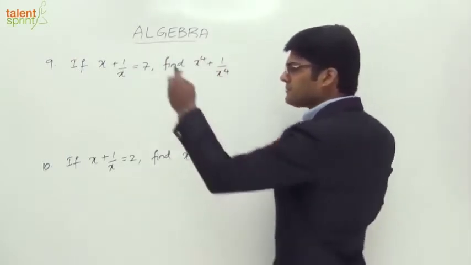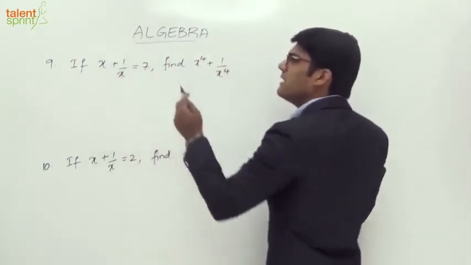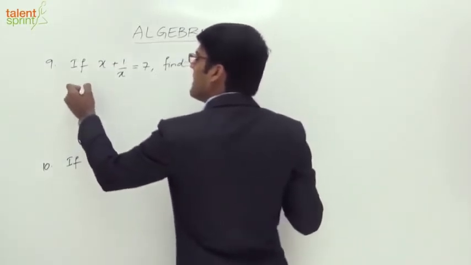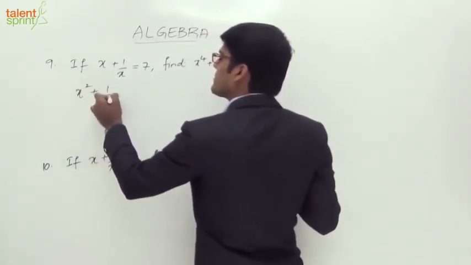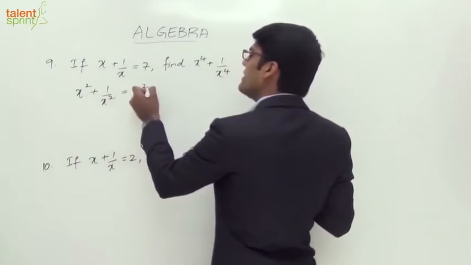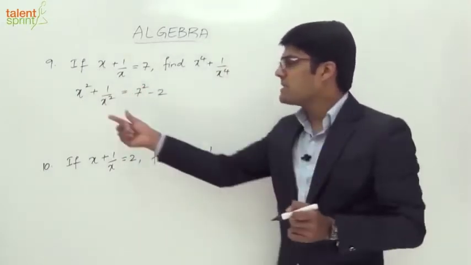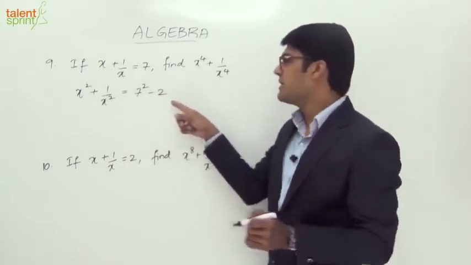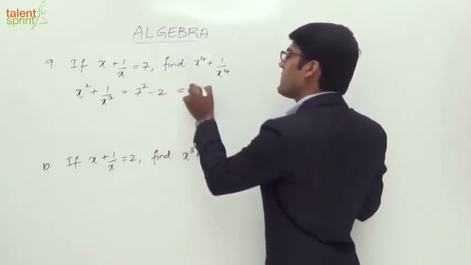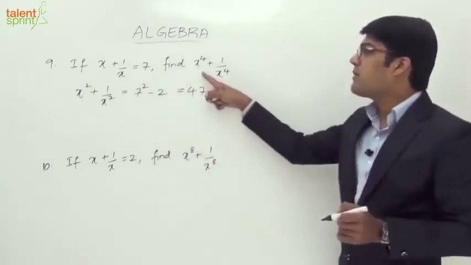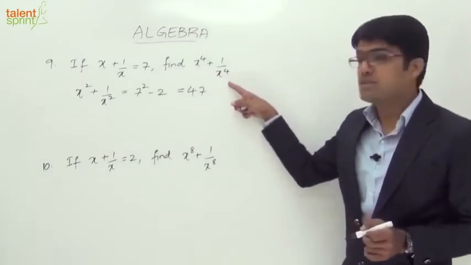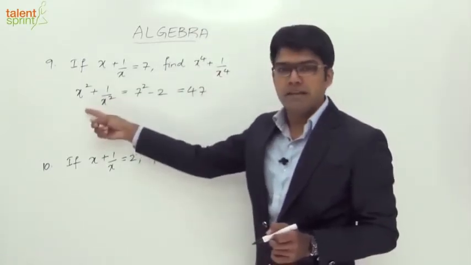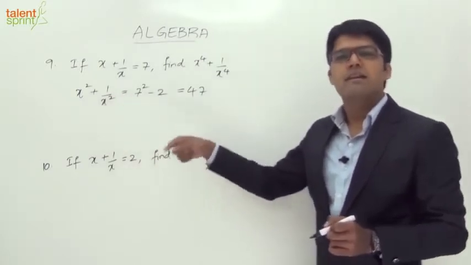Let's see what happens. So x plus 1 by x equals 7. So we can say that x square plus 1 by x square is equal to 7 square minus 2. Alright, x square plus 1 by x square is x plus 1 by x whole square minus 2. So 7 square 49 minus 2, 47. But our requirement here is x power 4 plus 1 by x power 4, which is square of what we have already obtained, x square plus 1 by x square. So take one more step.